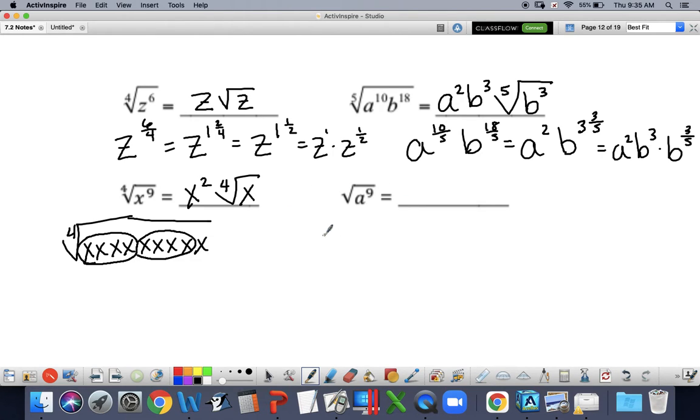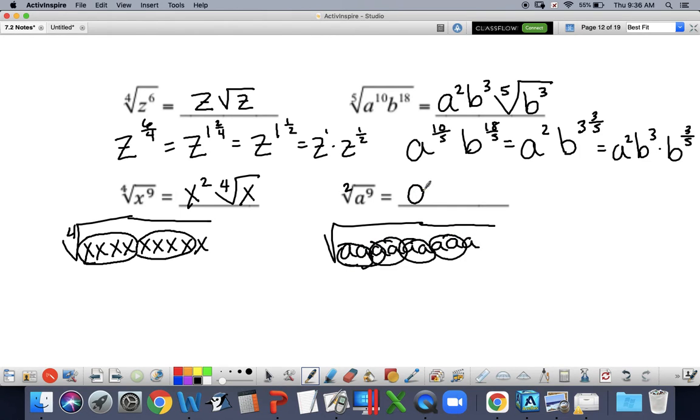This example here, I have 9 a's. I say, okay, now what is the index value here? Remember, it's a square root, so the implied number there is 2. So I go ahead and circle 2, circle another 2, third 2. There we go. So I can bring out 1, 2, 3, 4. I have a to the 4th that I bring out, and then I'm left over with 1a under the radical.